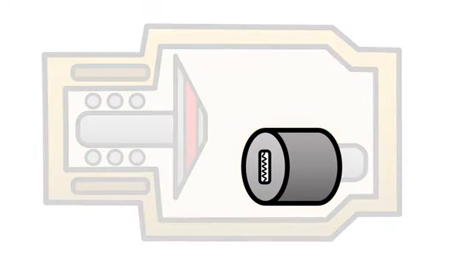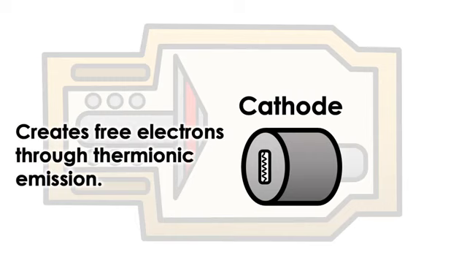To start with, all X-ray tubes have a cathode. The cathode creates free electrons through the process of thermionic emission. You should also know the cathode is negatively charged. This makes sense because the cathode is the source of these negatively charged electrons.